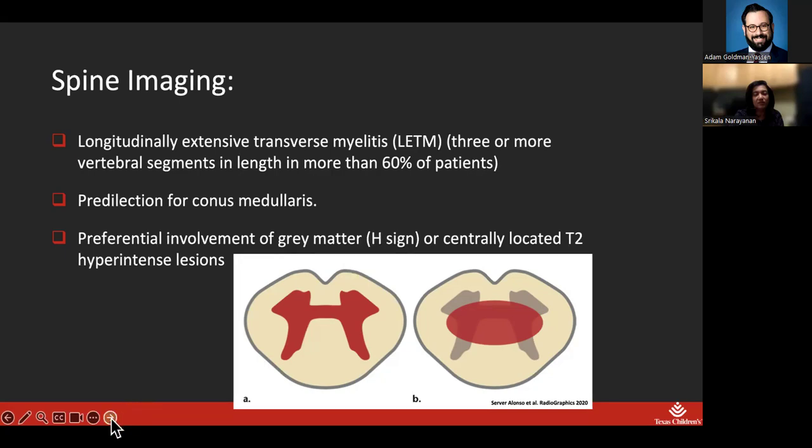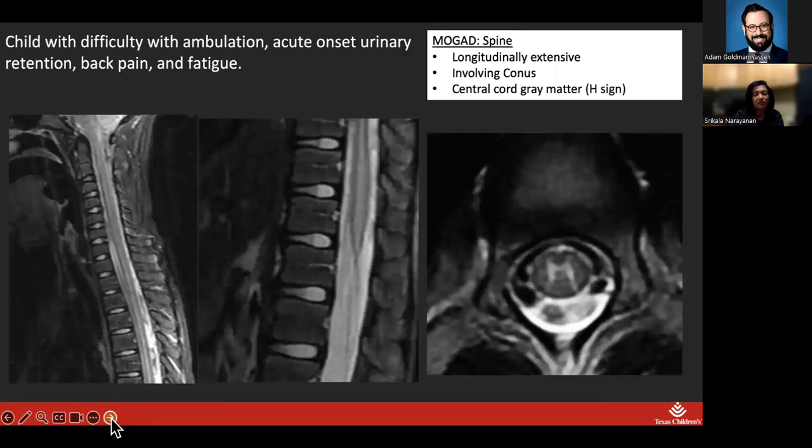Again, MOG is not the only disease that can have a preferential involvement of the gray matter. You can see it in acute flaccid myelitis. So you need to take into account the clinical context, but it's always good to remember that MOG can look like that, so they can just test it.